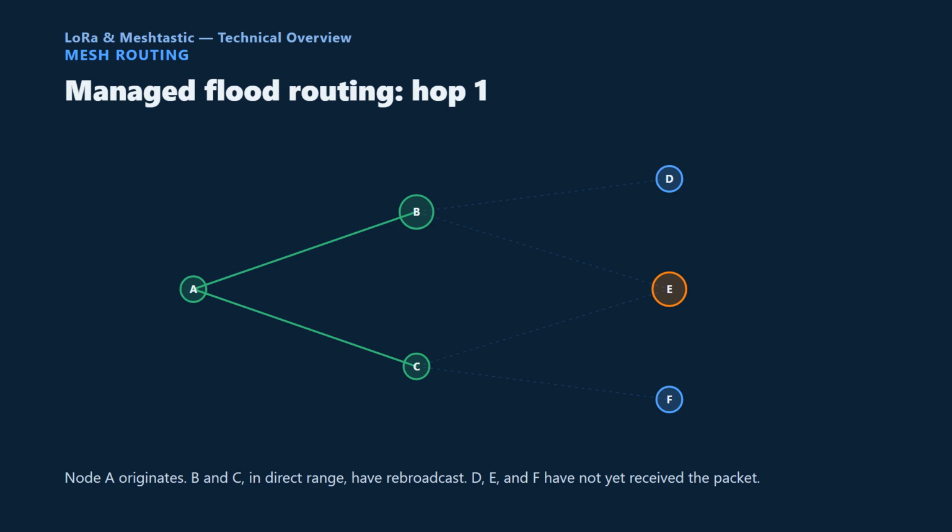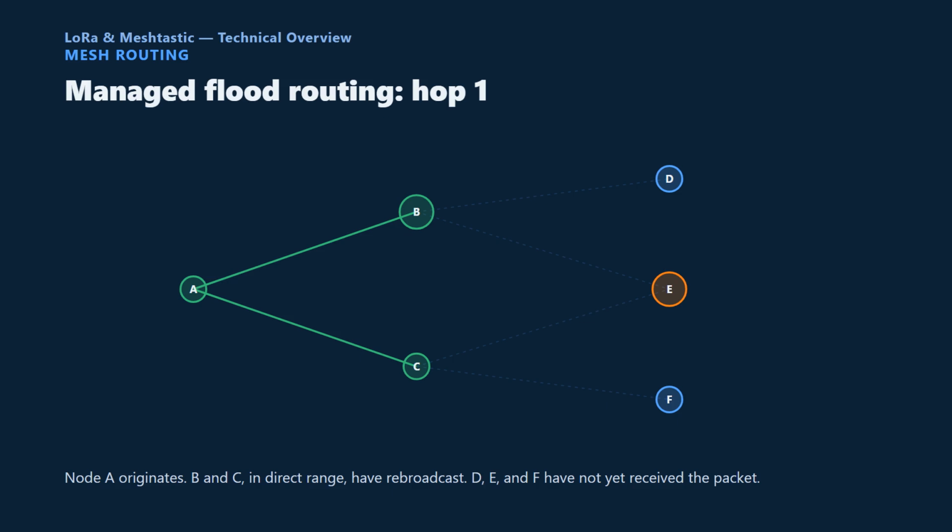Meshtastic's own documentation calls this managed flooding, deliberately not just flooding. When a node receives a packet with a non-zero hop limit, it decrements the count and rebroadcasts on the sender's behalf, unless it has already heard another node do so first. That listen-before-rebroadcast step is the managed part.